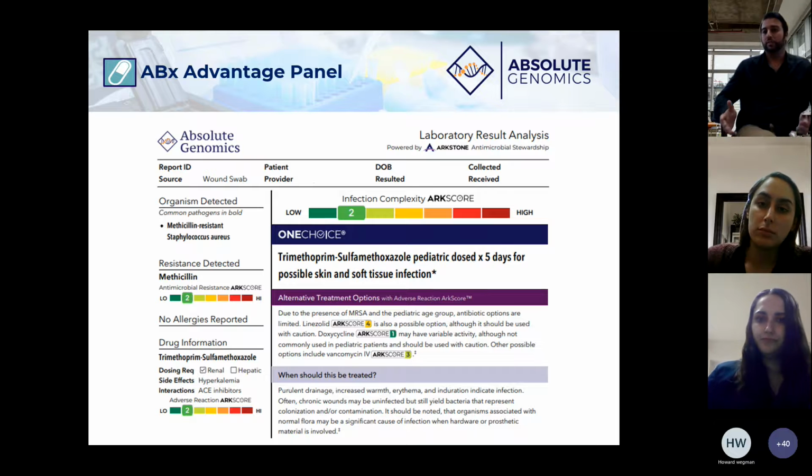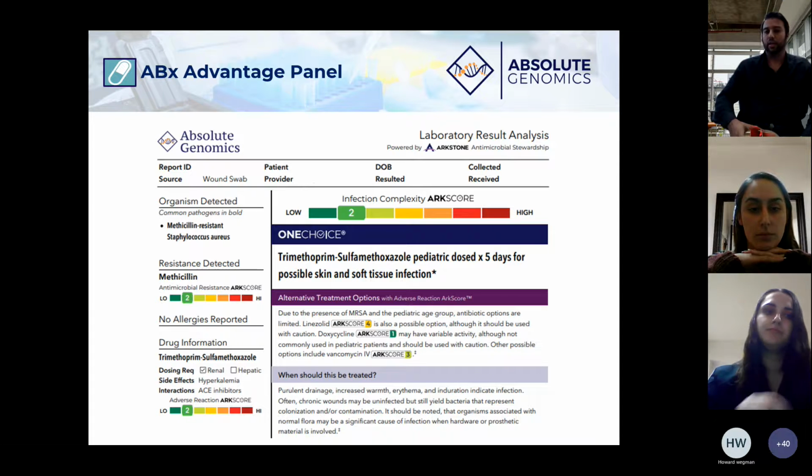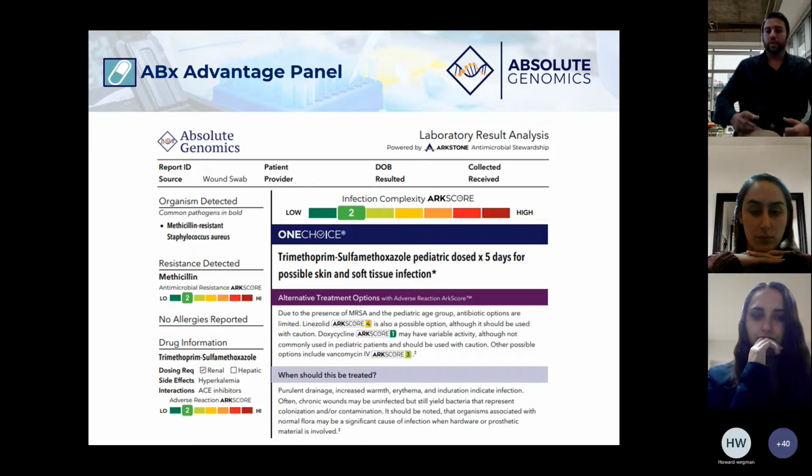And how do we reach this one best choice? As I mentioned earlier, we look to the Stanford guideline, Johns Hopkins guideline, NIH, CDC. We get all this information on the resistance mechanism, the dosage, what are the effective molecules against those pathogens, and we trickle all that information into this single report. So this is the basic report.